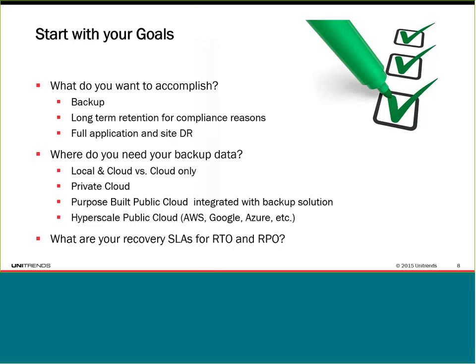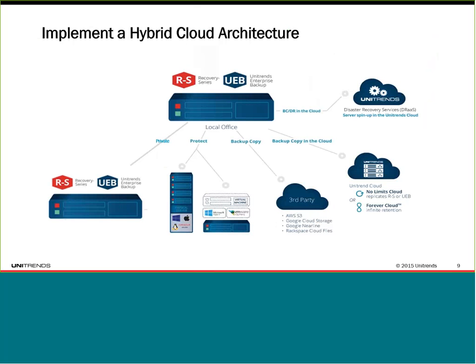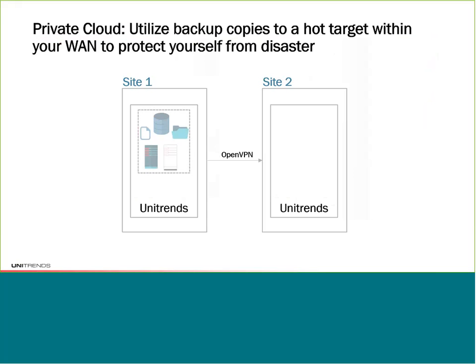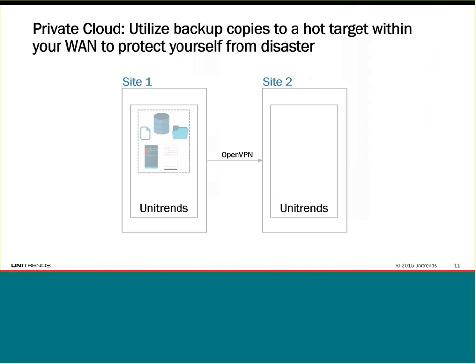So let's look at some of the examples, and we're going to walk through private, public, cloud, integrated cloud, hyperscale clouds, and some various options that we actually have out there. So kind of the private cloud option is really something that has been popular for a number of years. This situation is pretty simple. You simply have two different sites or more, and we're going to essentially use the second site as a replication target to protect ourselves from a disaster.